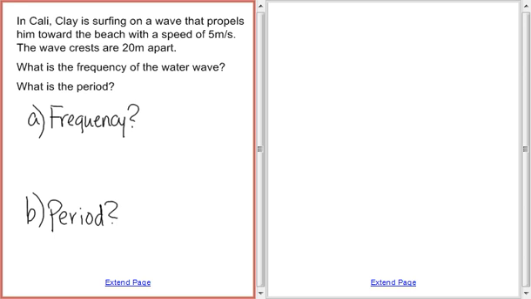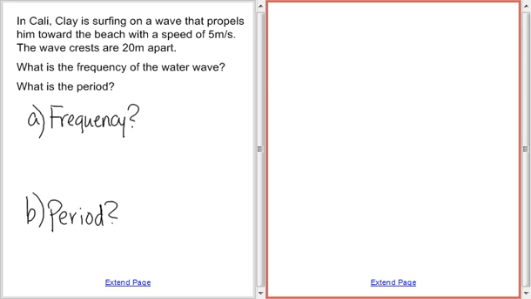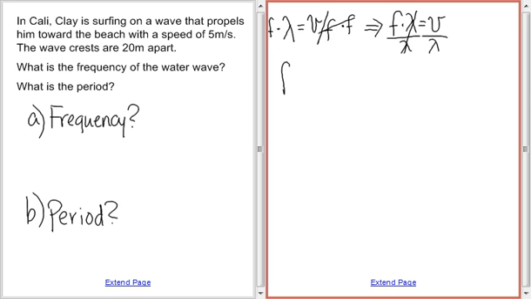Now if we start out with letter A, the first part, talking about the frequency, we don't have an equation for frequency that's going to help us here. So we take our equation of lambda is equal to velocity divided by frequency, and we rearrange it a little bit. What is the opposite of dividing by frequency? You're going to multiply by frequency, right? That'll get rid of it on this side. So that's going to leave you with frequency times lambda is equal to your speed. Now, we have to get f by itself, right? So what's the opposite of multiplying by lambda? We're going to divide by lambda. So your equation for frequency is speed divided by wavelength.